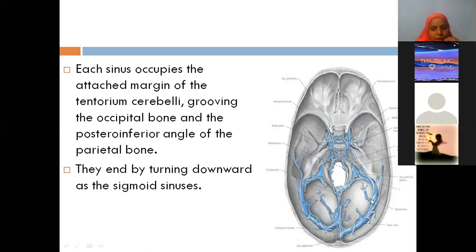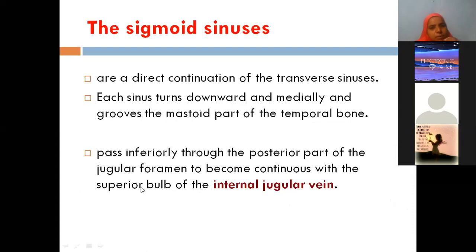Then what is the S-shaped sinus? Sigmoid. Very good. So the transverse sinus is now becoming continuous with the sigmoid sinus. The sigmoid sinuses are direct continuation of transverse sinuses. Each sinus will turn downwards. Where is it opening? Into the internal jugular vein.